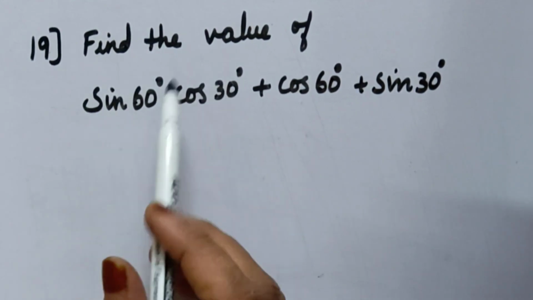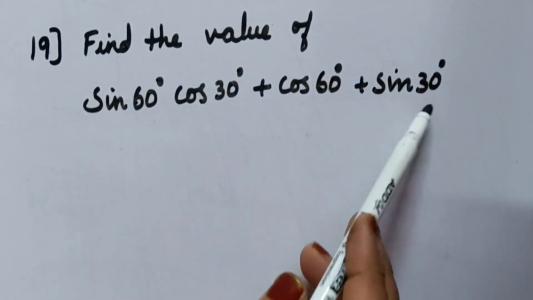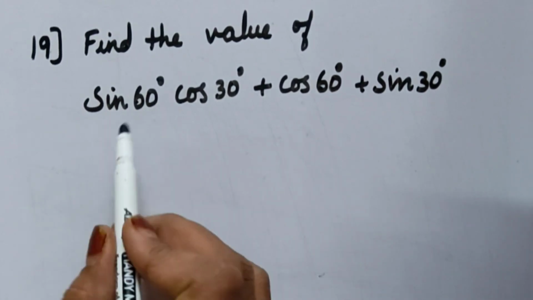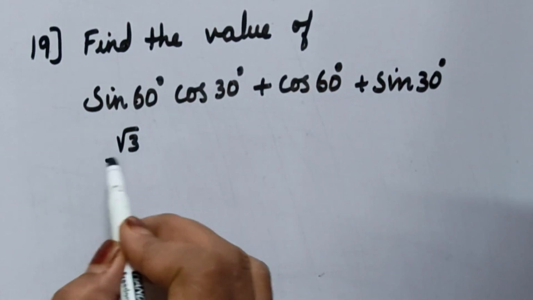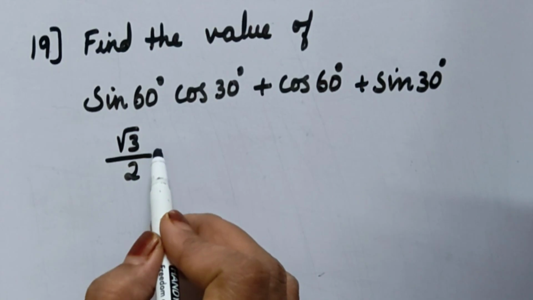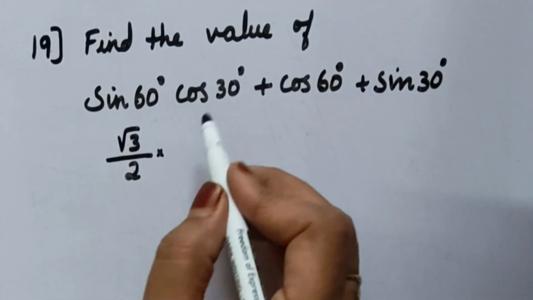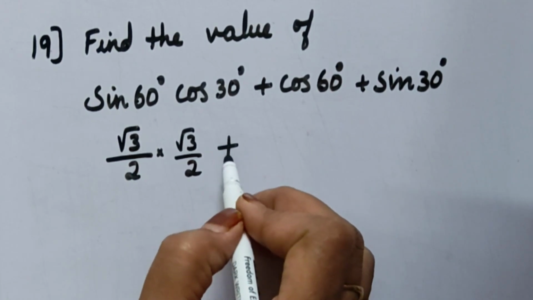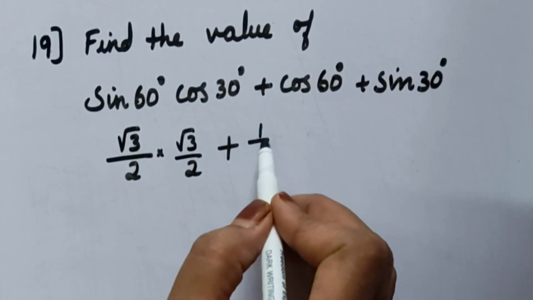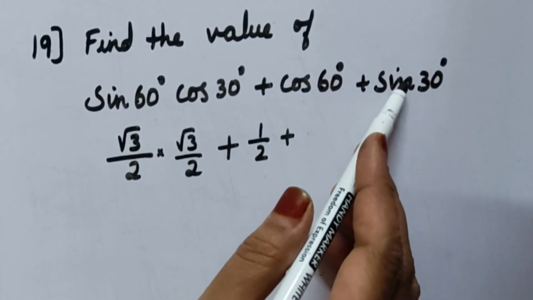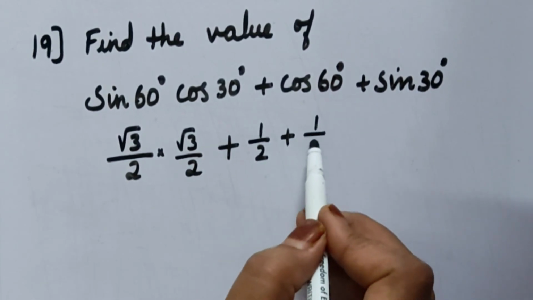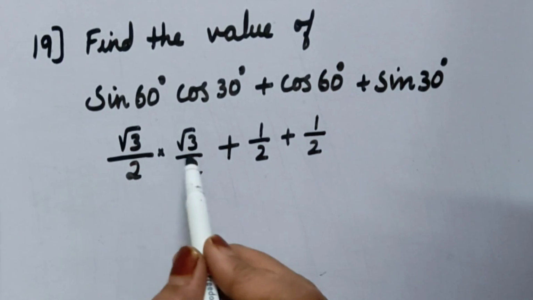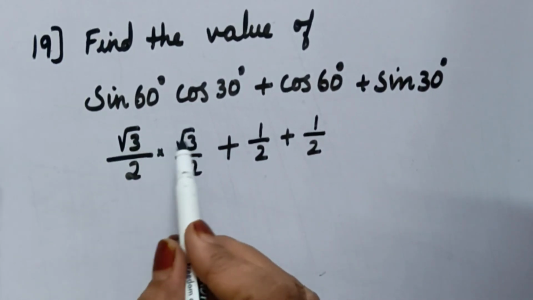Now we have got the equation here. We need to find the value of these trigonometric ratios. Sine 60 is root 3 by 2. Cos 30 is also root 3 by 2. There's a plus sign. Cos 60 is 1 by 2, plus sin 30 is also 1 over 2, that is 1 by 2. Now as it is a multiplication, let us multiply these two.